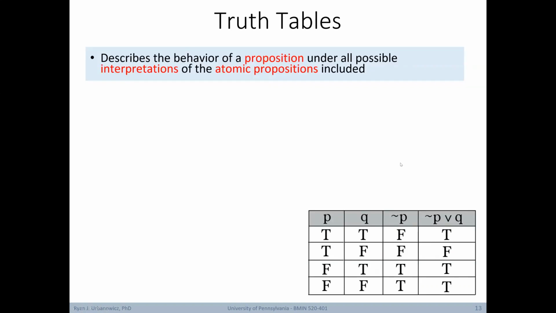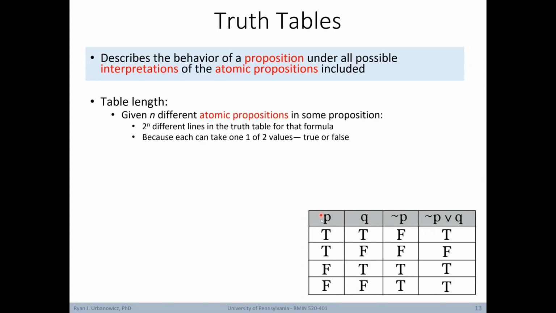Now let's learn about truth tables. These describe the behavior of a proposition under all possible interpretations of the atomic propositions included. That sounds complex, but this is actually pretty easy in the end. Recall that when we're talking about atomic propositions, we're talking about the simplest true-false propositions that are represented by propositional constants, in this example, P and Q. The length of a truth table is based on the number of atomic propositions that we're considering. Given n different atomic propositions, a truth table can have 2 to the n different lines. This is because each atomic proposition can take one of two values, true or false.